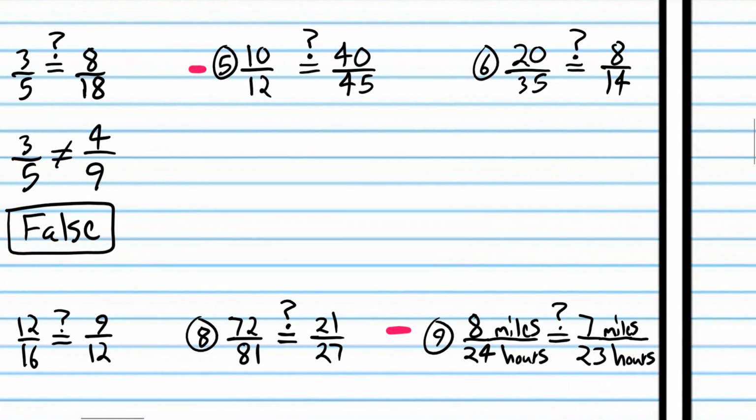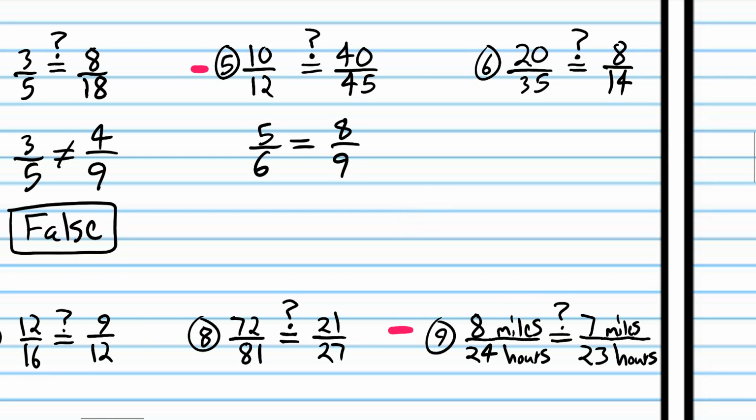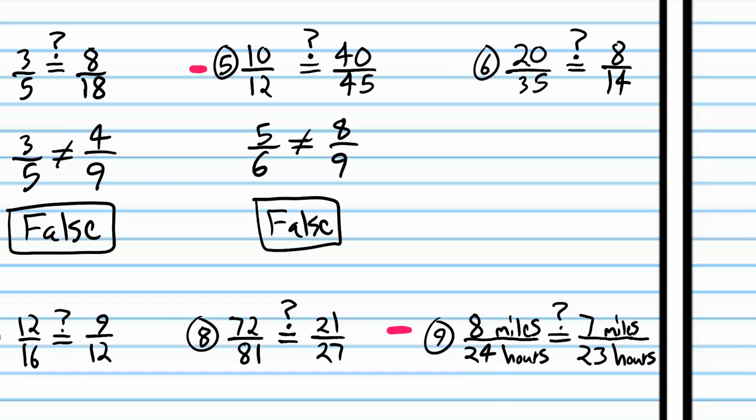All right, let's try number 5. With number 5, there's a difference here. These problems are different because in this case we have to reduce both fractions. In the previous problem, we only had to reduce one fraction. So let's reduce 10 over 12. That becomes 5 over 6 if we divide both sides by 2. And if we divide both sides of the other fraction by 5, we get 8 over 9. And you can see that those fractions are not equal, so we put a slash through the equal sign, and we say the proportion is false. So again, in these problems, you had to reduce both the fractions.